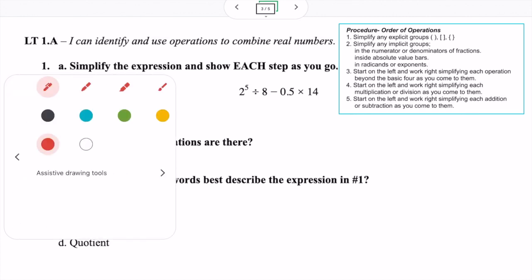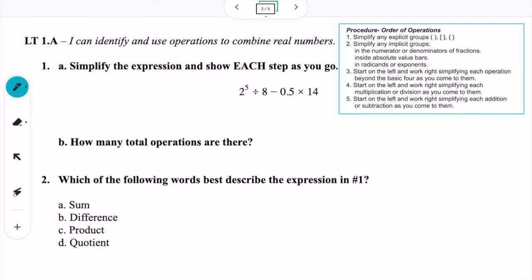Step 1 says to simplify any explicit groups, anything in parentheses or brackets, and there are none of those. Step 2, to simplify any implicit groups: numerators, denominators, absolute value bars, radicands, exponents. There is an exponent, but there's no group inside of that exponent, so there are no implicit groups. Step 3 says work from left to right, simplifying each operation beyond the basic 4. We do have an exponent. That's an operation that is kind of special. It's beyond the basic 4.